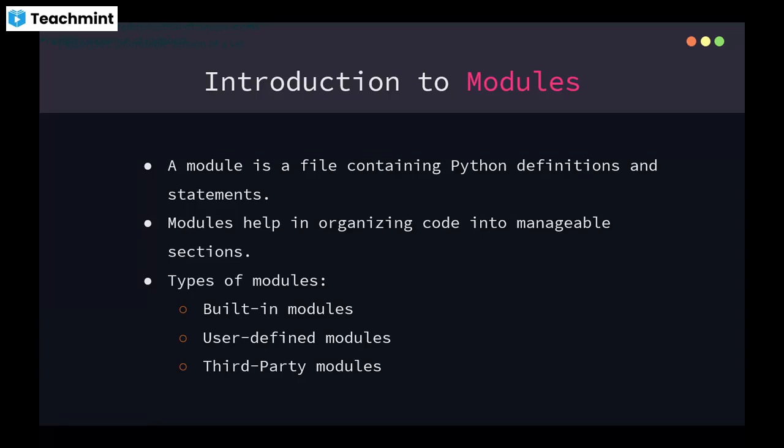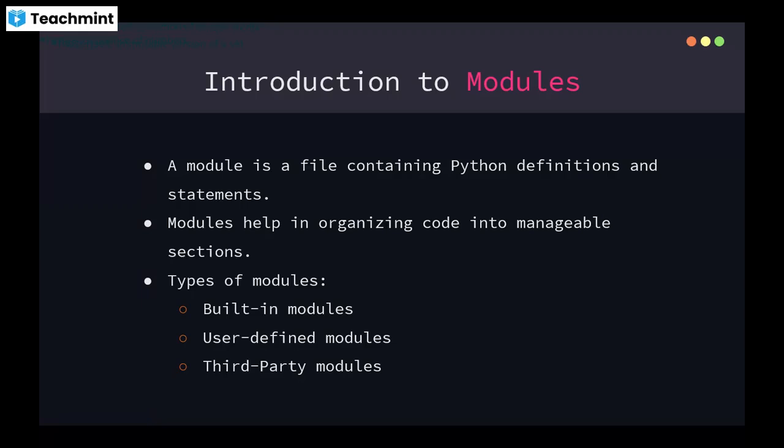For that purpose, to the rescue, there is a concept called modules. By using modules, we can separate our code into different files so that we can organize our code in a manageable way. A module is a file containing Python definitions and statements, and it helps in organizing code into manageable sections. As we discussed, when the project grows it is hard to manage code in a single file, so we divide our entire code into different files.